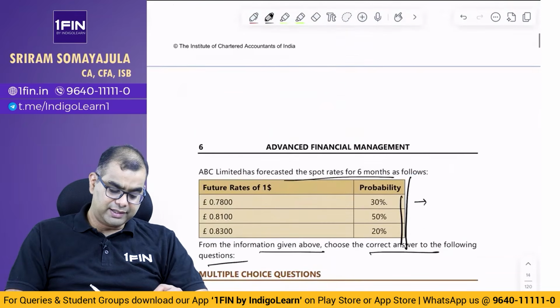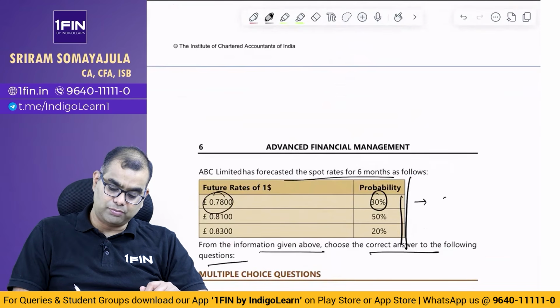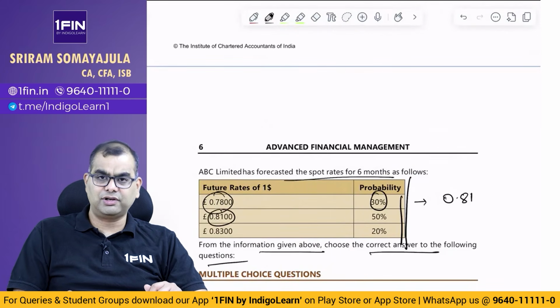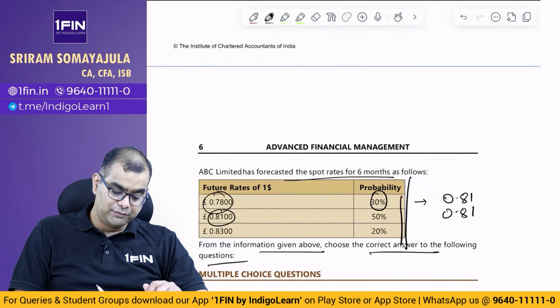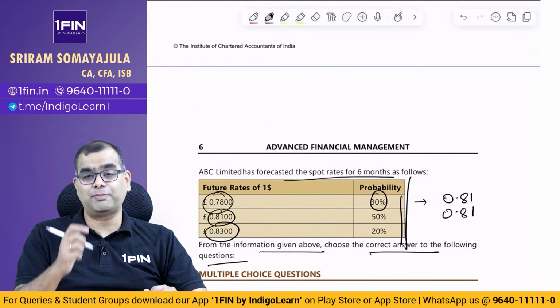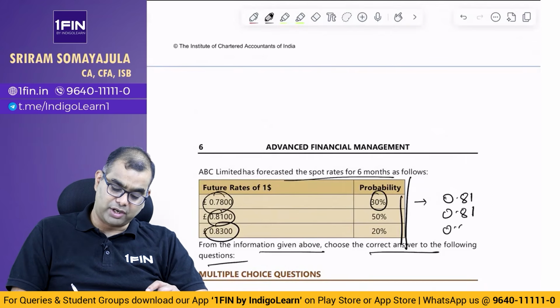Now, if the market rate is 0.78, with 30% probability, will you exercise the option? Yes. When you exercise the option, what will be the value? 0.81, because that's what you agreed. Same way, market is 0.81, your rate is also 0.81, this also you will get 0.81. But here, will you exercise the option? Because in market you have an opportunity to sell a dollar at 0.83 pounds. So you would rather go with the market. So here it is 0.83.